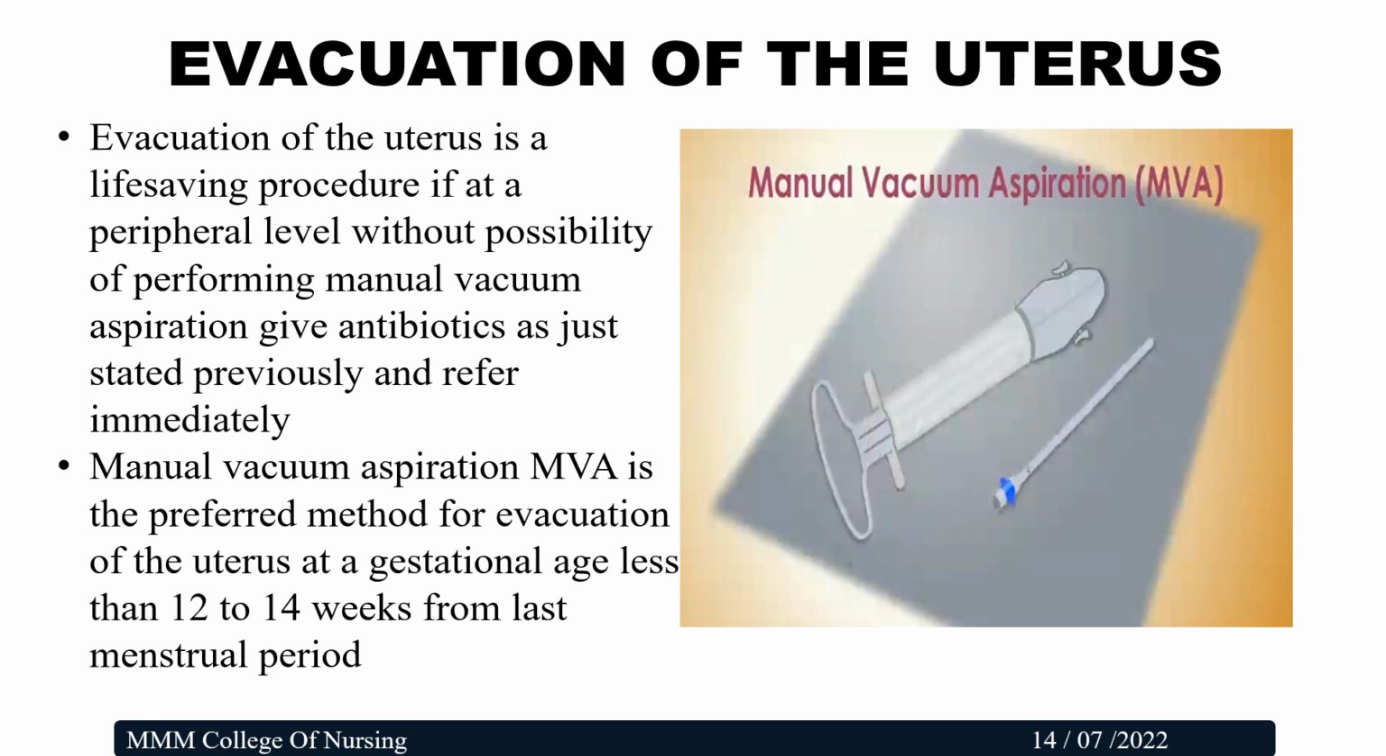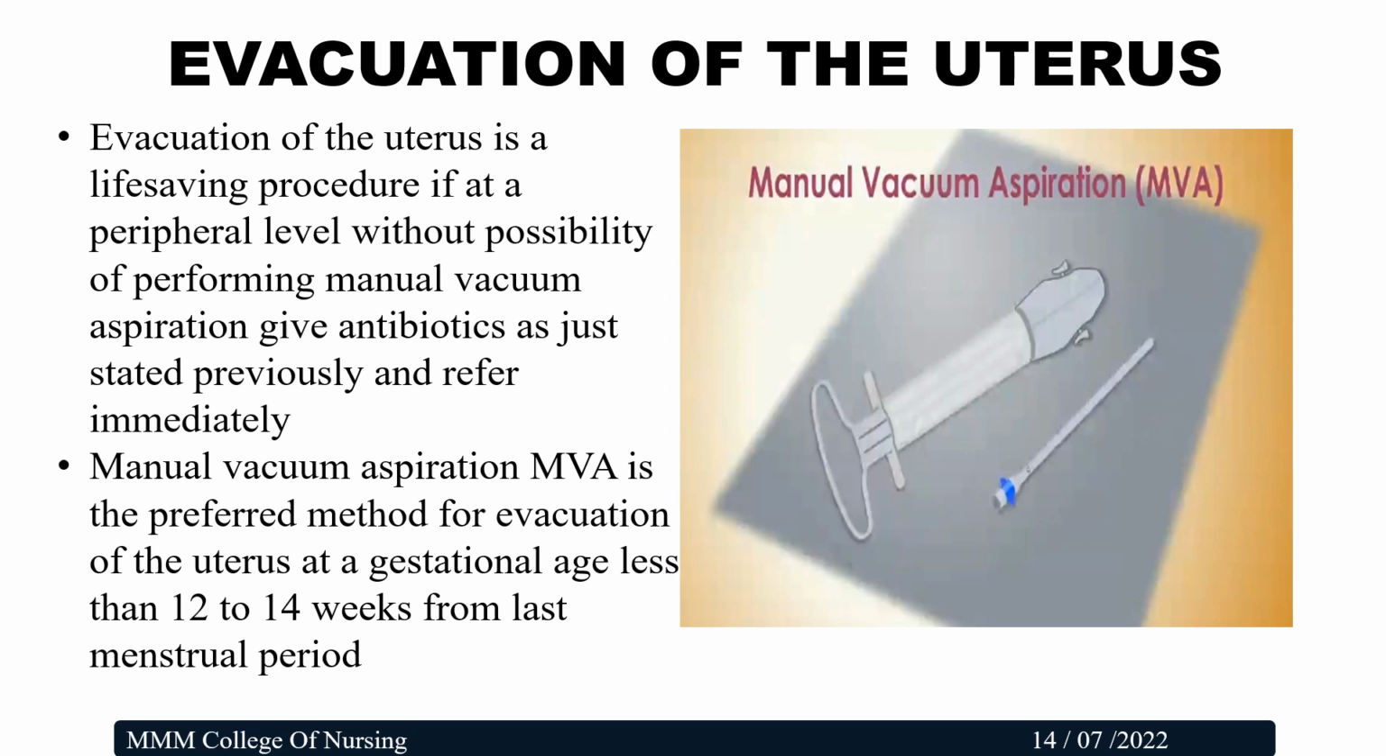So if you are at a peripheral level, that is a primary health center, if you can do the manual vacuum aspiration, if you have the syringes and all the equipment, you can carry it out. Otherwise, you have to give the antibiotics and refer. This manual vacuum aspiration, MVA, is a preferred method for evacuation of the uterus at a gestational age less than 12 to 14 weeks from last menstrual period. So it states that gestational age should be less than 14 weeks.